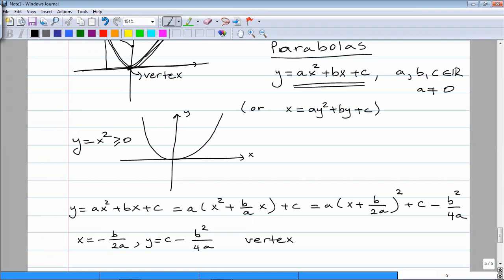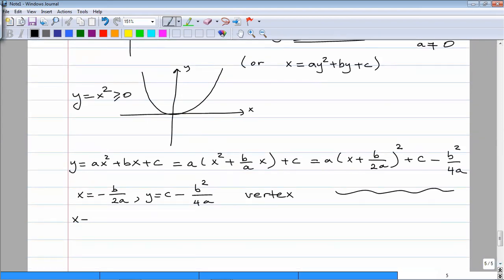And once you write your parabola in this form, you can form the translation: take y equals x squared, shift it horizontally, stretch it by the number a, and shift it vertically by this number to obtain your graph. Or more simply, once you obtain the vertex, if there are any, you can find the x-intercepts.